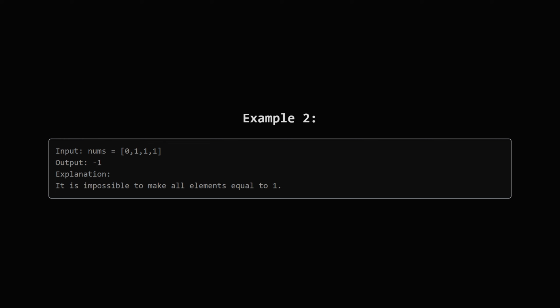In the second example, the input is 0, 1, 1, 1. It turns out this one is impossible. There's no combination of 3 element flips that will turn all elements into 1s. So we return -1. This hints at a condition we need to check.